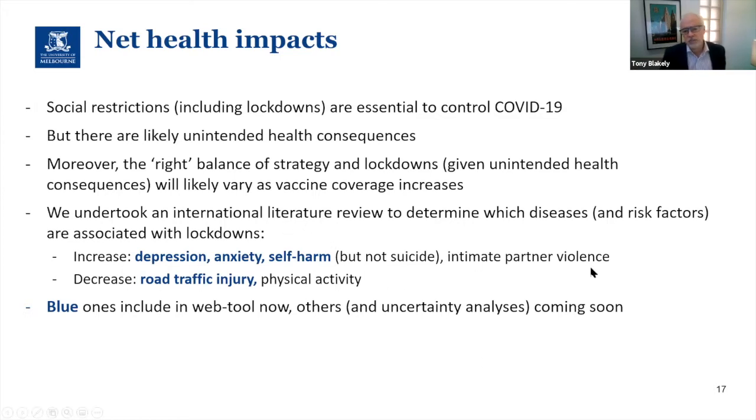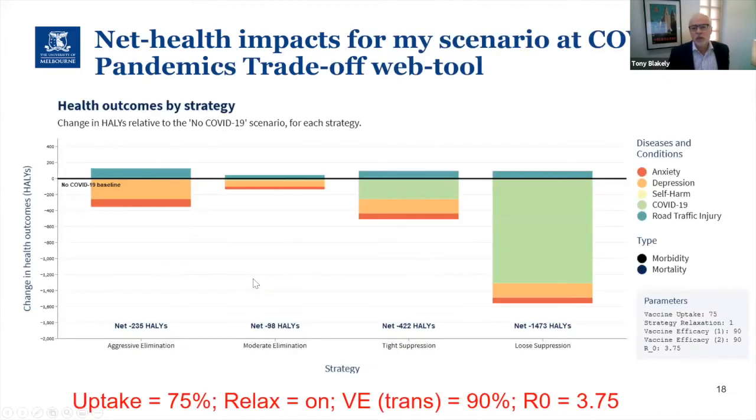We found all these things to be associated. There's probably more than this, but these are the ones that we could find decent evidence on. And at this point in time, these blue ones are in our tool. And this is what it looks like for my preferred strategy. So here we go, the settings down here: vaccine uptake 75%. We relax the strategies. Success at reducing transmissibility is 90%, but the R0 is ugly, up at 3.75. So worst by far is loose suppression with all this health loss down here in health adjusted life years, the majority of it being due to COVID itself, not surprisingly.